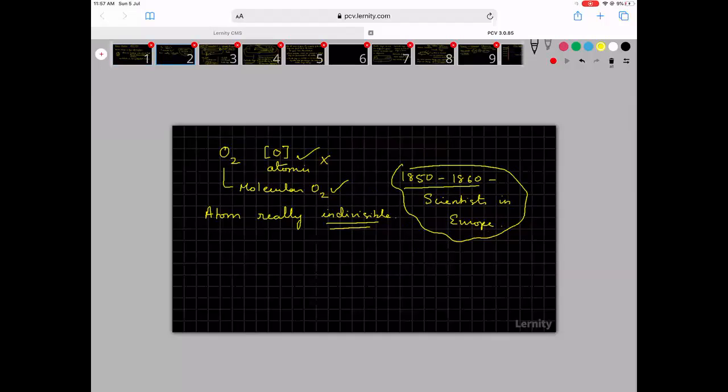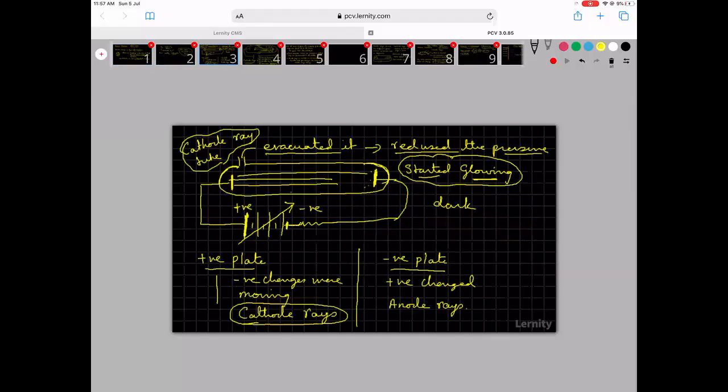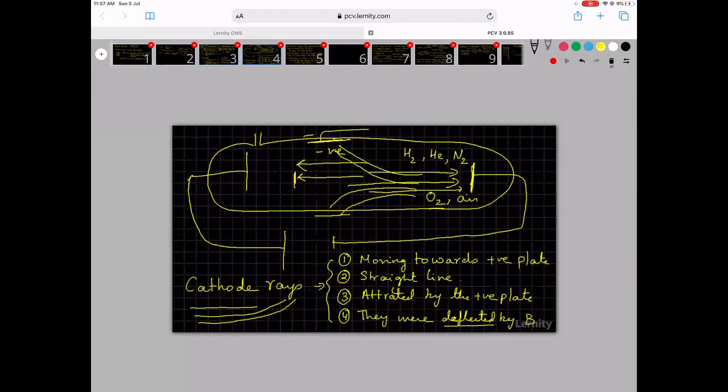Then, in the cathode ray experiment, I was talking to you about an evacuated tube and the different kinds of rays which come out from there. There are the cathode rays, which move towards a positive plate, and then you have the anode rays, which move towards a negative plate. Then I was trying to tell you about some of the properties of the cathode rays.